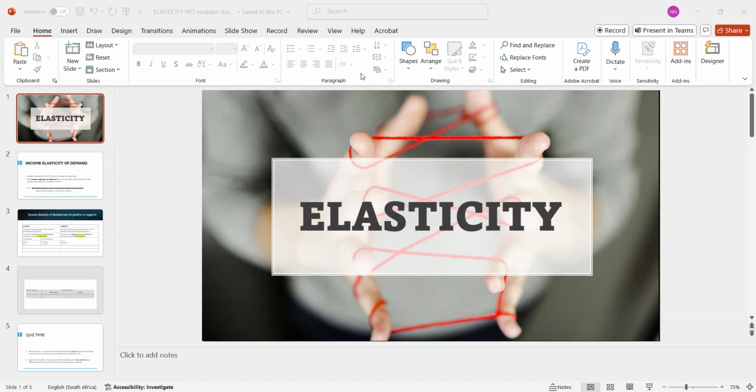So elasticity is a measure of the responsiveness of a change in the dependent variable to a change in the independent variable. Your dependent variable can be your quantity, and your independent variable can be your price or the determinant of demand or the determinant of supply. Here we're doing income elasticity of demand, so the independent variable that we're going to be focusing on is income, the income of the consumers.